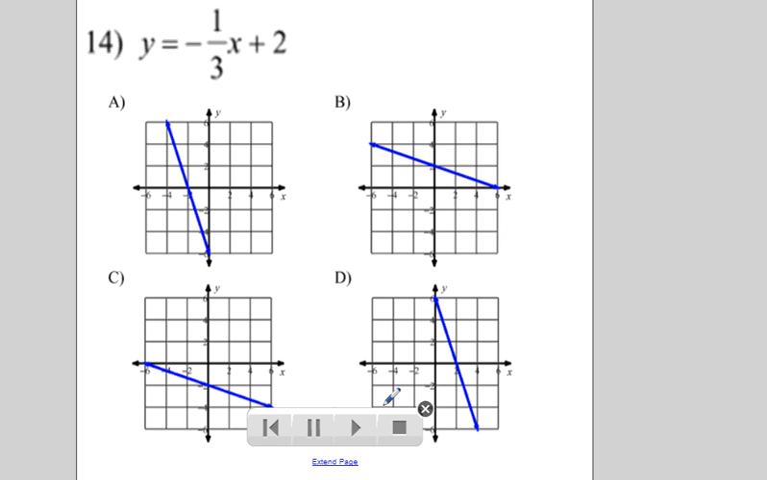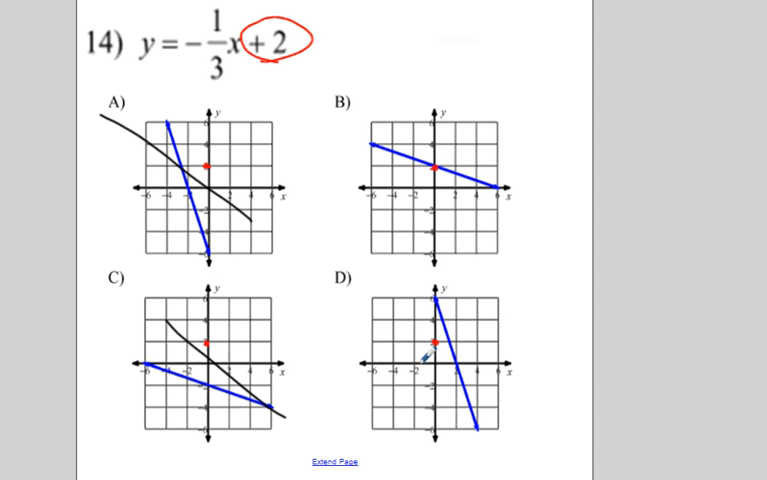We're going to do the same thing. We're going to check for the y-intercept first, okay? So A is positive 2, that's right there. It's not that. Positive 2, that's on the line, so it could be B. It's not C, and it's not D. So this is a very easy one.